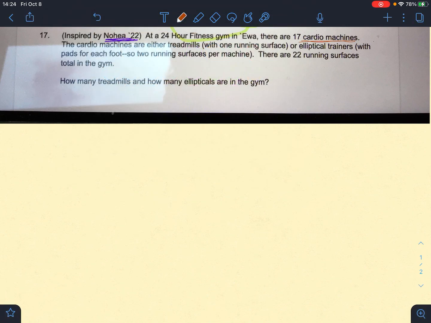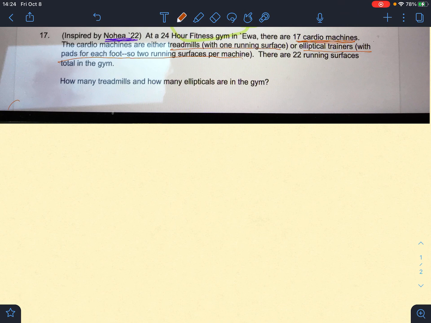So there's 17 cardio machines. Now, cardio machines come in many different flavors. There's ellipticals, bikes, treadmills. So in this gym, there are either treadmills with 1 running surface or ellipticals with 2 pads, one for each foot. So there's 2 running surfaces. That makes sense, right? You put your left on the left and the right on the right, low impact. There are 22 total running surfaces in the gym. How many are treadmills and how many are ellipticals?